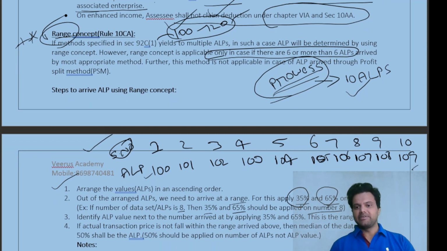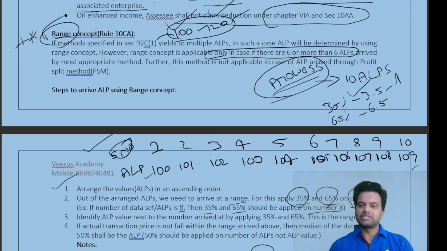In this particular case, if I apply 35% on these 10 ALPs, how much is 35% of 10? 3.5. 65%, how much? 6.5. Now here the problem is that I got neither 3 nor 4, I got exactly a mid value. What do we need to do in this particular case? If you get a decimal, that is not a whole number, the next whole number should be considered for the range. That means in place of 3.5 you consider 4, in place of 6.5 you consider 7.